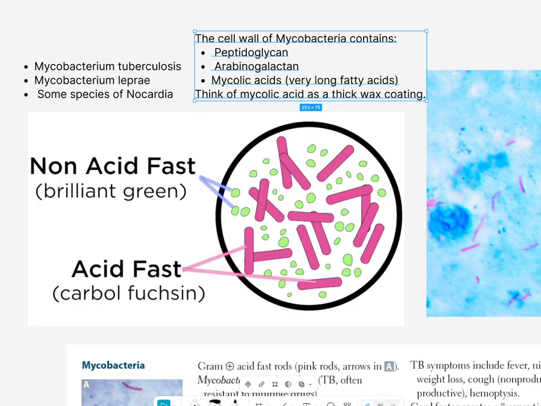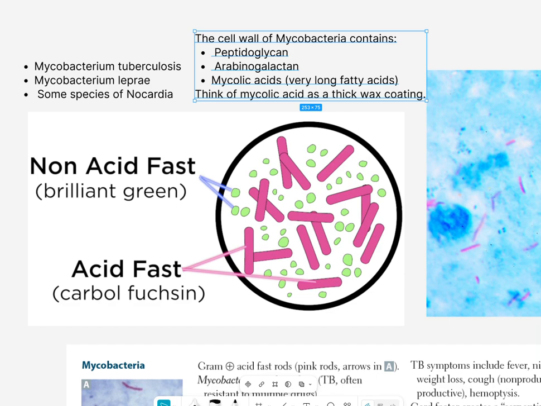And when you decolorize it with acid alcohol, which is basically 3% hydrochloric acid and ethanol, what usually happens is that in non-acid-fast bacteria, the bacteria lose the dye and become colorless. But in acid-fast bacteria, they keep the red dye and remain red because the mycolic acid prevents the dye removal.